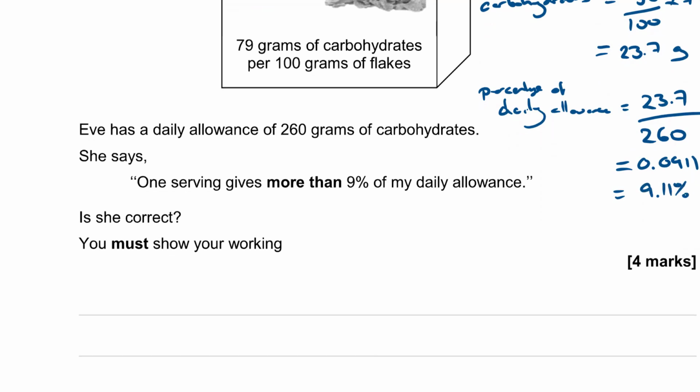So she says one serving gives more than 9% of my daily allowance. Well, she's absolutely correct. Eve is correct.